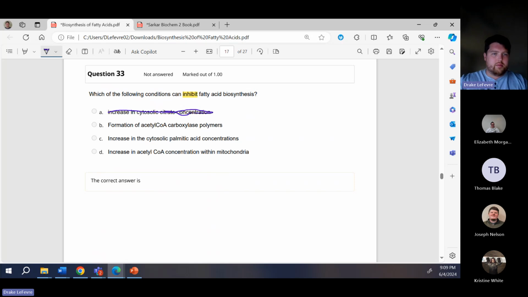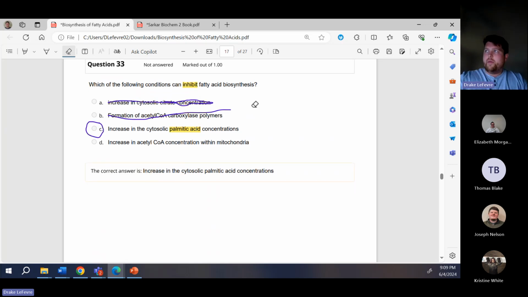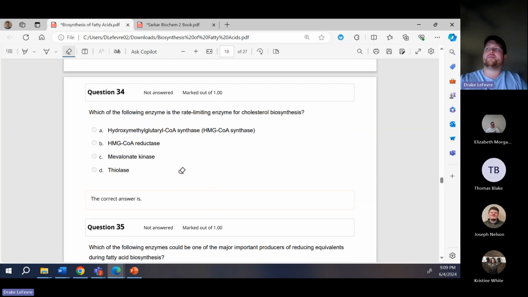If we're making those polymers, that means that we're producing fatty acids. Increase in cytosolic palmitic acid concentrations immediately, when I'm looking at that, it's going to be that one, because palmitic acid is our end goal. Remember, if we have our end goal, it loops back around and we get negative feedback. So palmitic acid is going to inhibit because we already have our end goal of what we need.